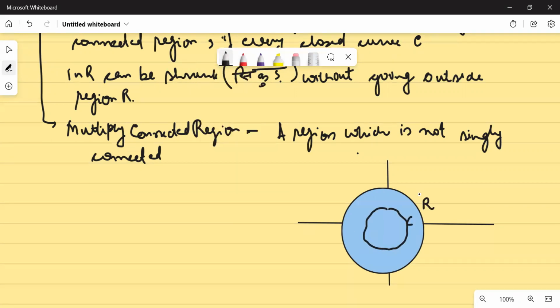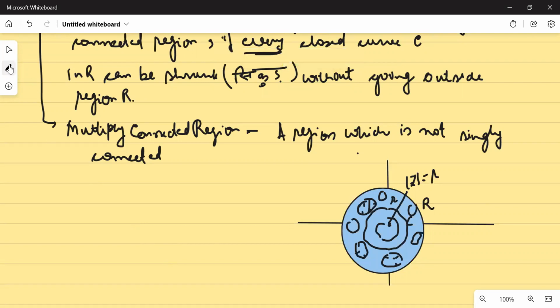If my region R is, let's say, a circle of radius r or anything, you take any curve. I'm not saying always enclosing the origin, any closed curve. You'd find that if I try to shrink this curve, I will eventually end up in the region R only. This entire blue region is my region R, and if I take any sort of closed curve, I will eventually end up in the region R only. Yes or no?